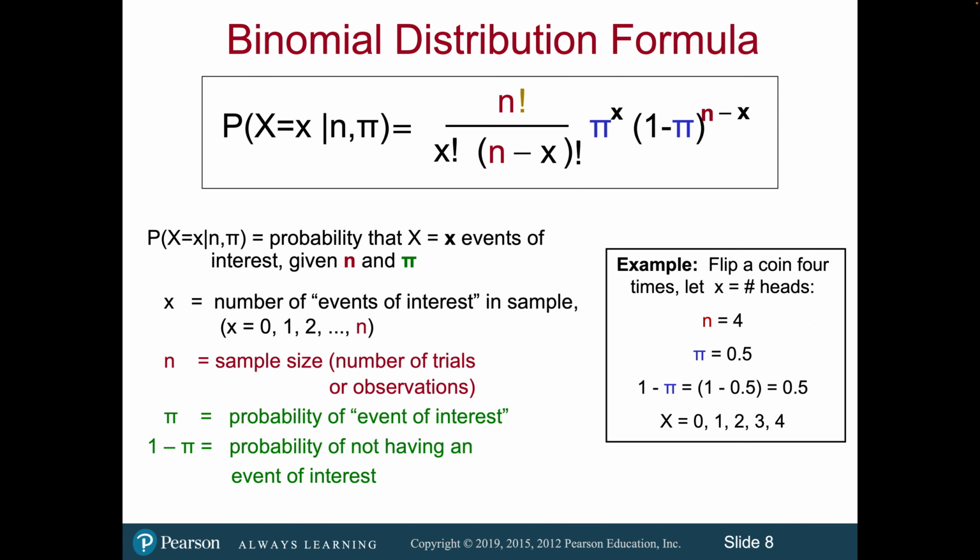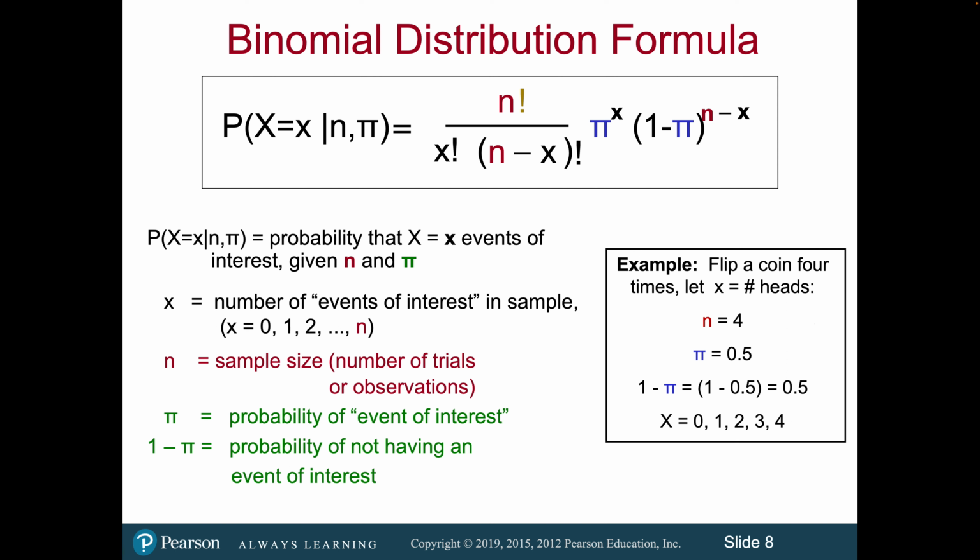But let me tell you behind the scenes what's happening here. The statement to the left of the equal sign just says that we're calculating the probability that X, our random variable, is equal to some value given N and pi. Now again, N is the fixed number of observations and pi is the probability of getting the event that we are measuring. So a few things. If we look at the example to the right in the box, it says flip a coin 4 times.